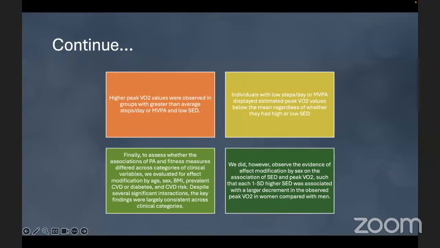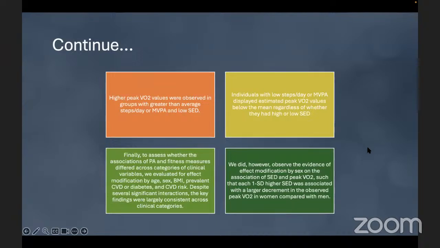Higher peak VO2 values were observed in groups with greater than average, as we mentioned, regular steps and moderate vigorous physical activity and low sedentary time. Individuals with low steps per day or moderate vigorous physical activity displayed estimated peak VO2 values below the mean, regardless of whether they had higher or low SED.